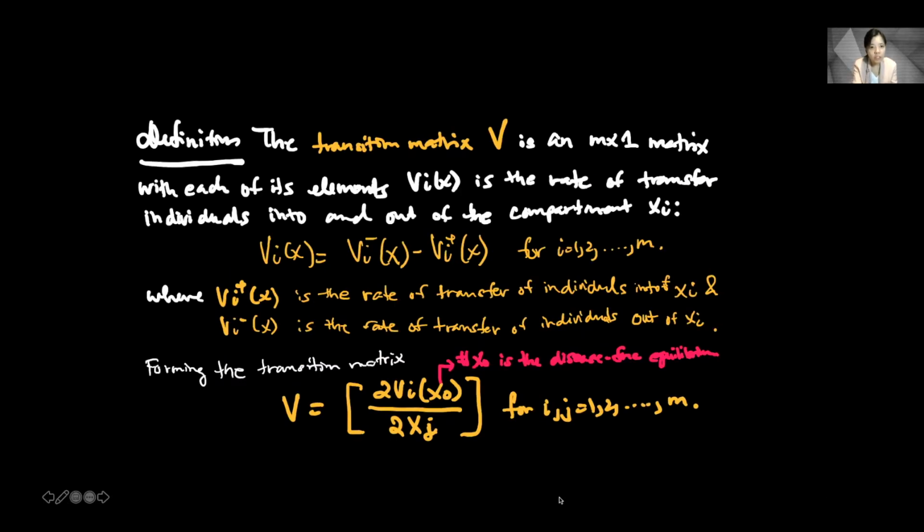Next, we solve for the transition matrix V. Transition matrix V is an m by 1 matrix, with each of its elements V sub I denoting the rate of transfer of individuals into and out of the compartment. So it's actually the difference of V sub I minus and V sub I plus, where V sub I minus is the rate of transfer of individuals out of the compartment X sub I, whereas V sub I plus is the rate of transfer of individuals into X sub I.